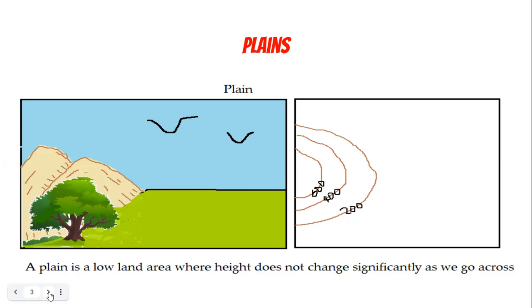Plains are also useful when it comes to agriculture. So that is why we find a lot of large-scale commercial agriculture in the Caribbean located along coastal plains, because it's easier for machinery to be operated in areas where there are plains.